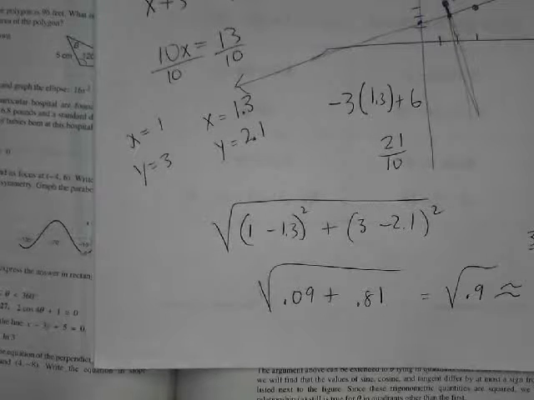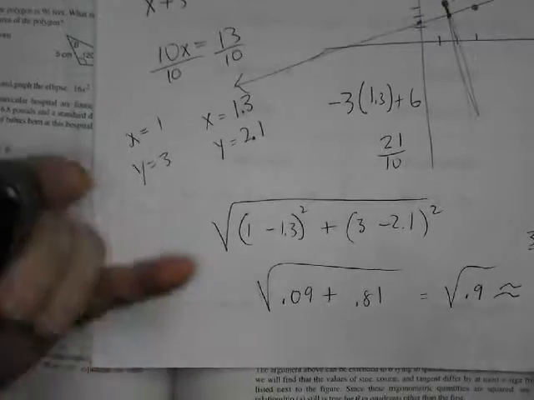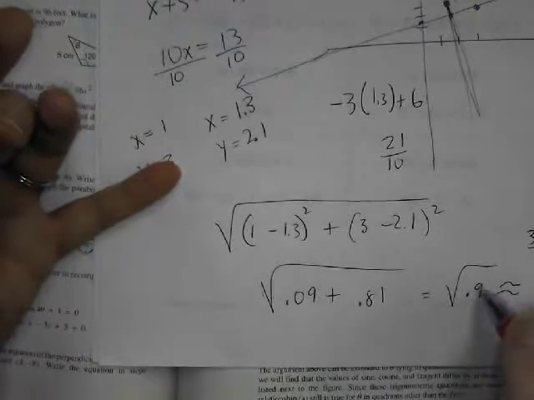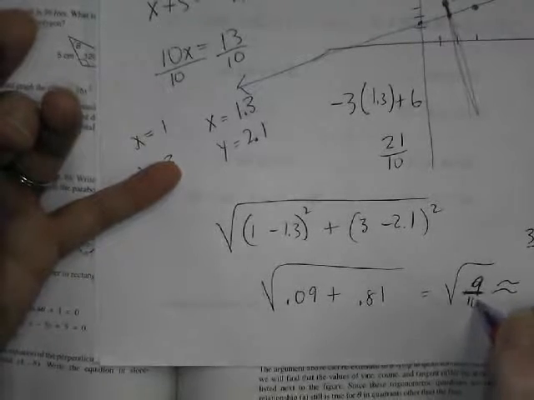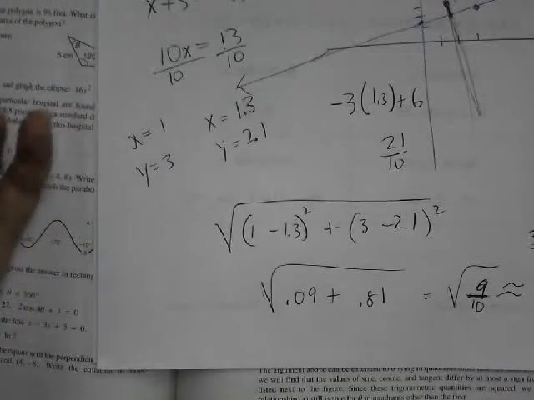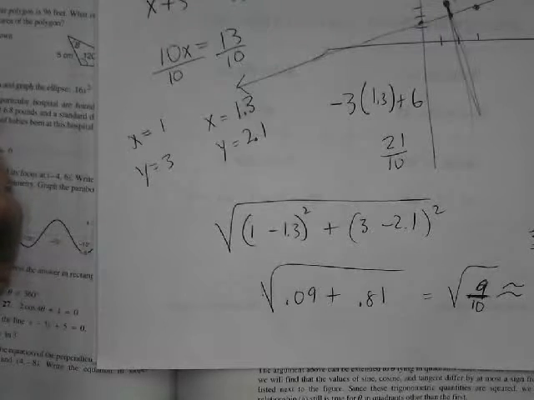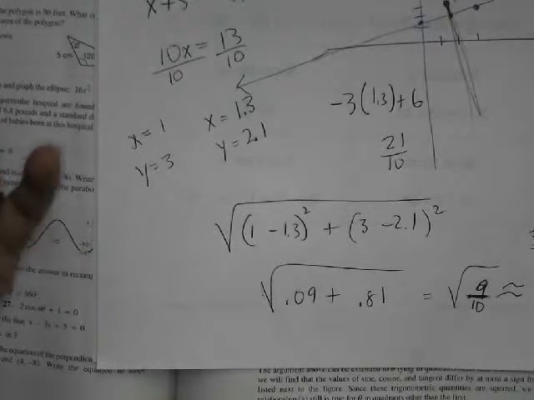And this is number 28. They left it as 3 root 10 over 10. So I should have probably called this 9/10, right? Let's just call it 9/10. And then do you see how you'd get 3 over root 10?